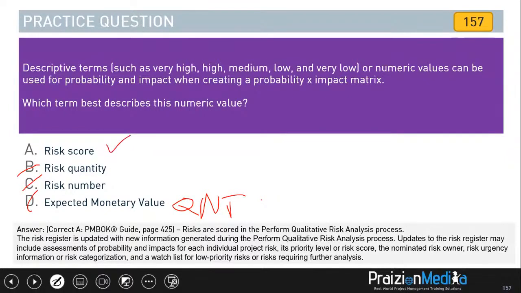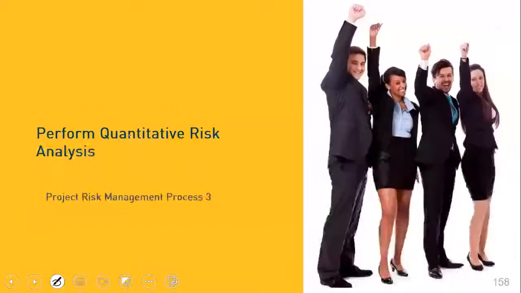It reads in the PMBOK Guide, 6th edition, risks are scored in the perform qualitative risk analysis process. The risk register is updated with new information generated during the perform qualitative risk analysis process. Updates to the risk register may include assessments of probability and impacts for each individual project risk, its priority level or risk score, the nominated risk owner, risk urgency information, or risk categorization, and a watch list for low priority risks or risks requiring further analysis. All right, well, there you have it. Let's move on to the next one.